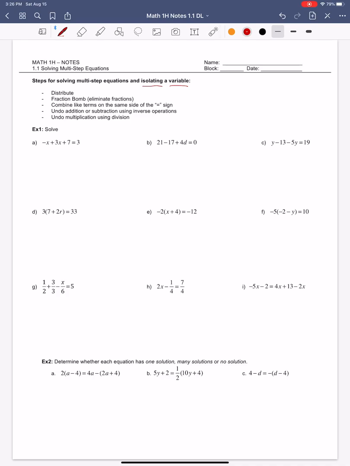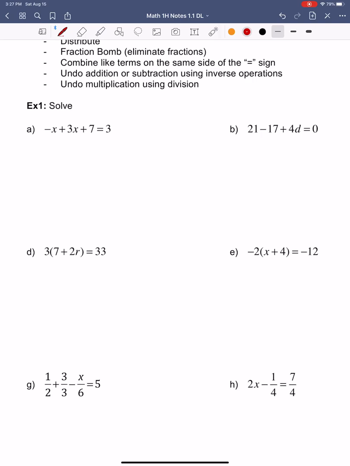So we'll kind of reference that as we go. You can use that kind of as a checklist, right? You're not going to use all of those pieces all the time. Let's jump into it. Here's 1a.